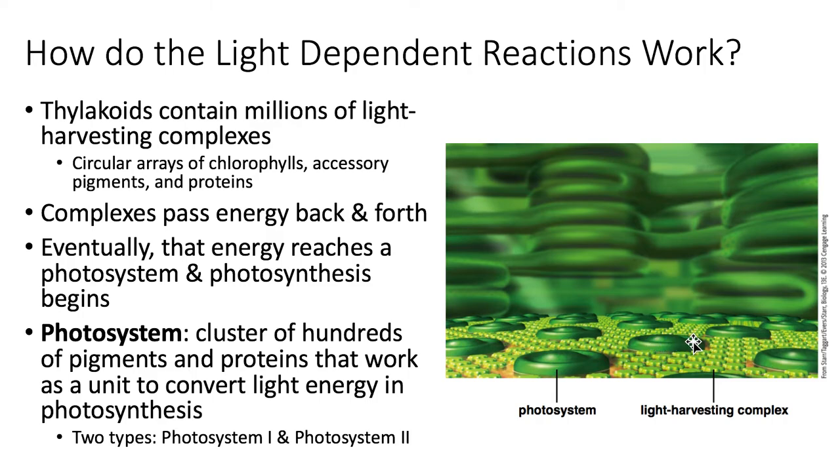Okay, so it turns out that the photosystems come in two types: photosystem 1 and photosystem 2. Photosystem 1 is so named because it was discovered first, and photosystem 2 got its name from being discovered second. Super original. So let's take a look at what happens in those light-dependent reactions.